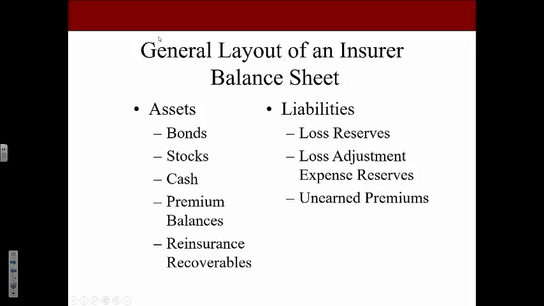These are premiums that have been written. In other words, the policy has been issued and bound, but the time on the policy has not expired. And those are the primary liabilities of an insurance company. And also on the liability side is, of course, equity. For insurance companies, this is known as surplus as regards policyholders.